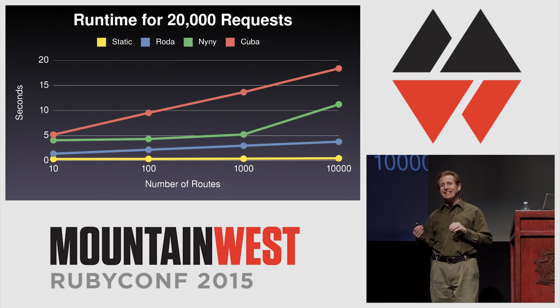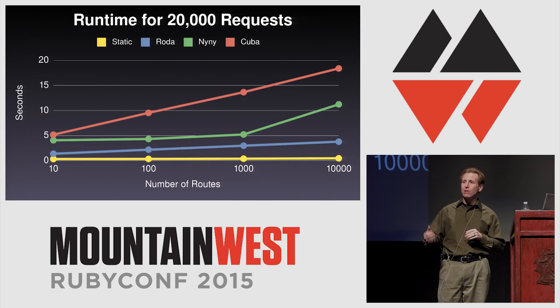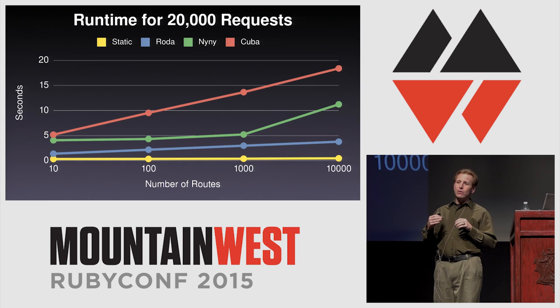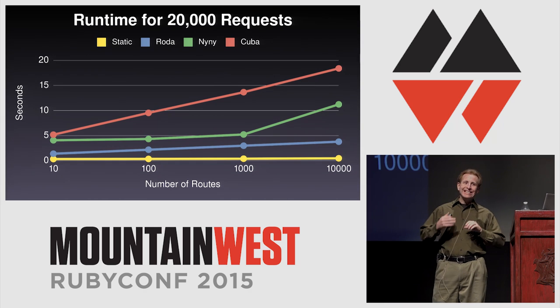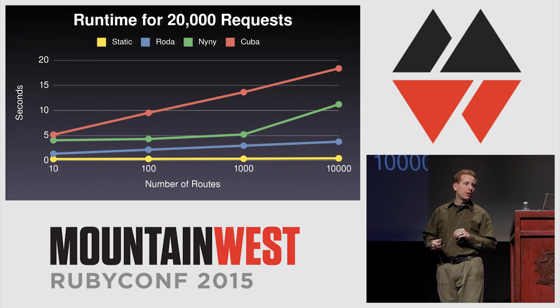Near the bottom is the static route implementation, which is basically the fastest routing you can get. But again, I don't think anyone would really consider a static routing framework these days. Next fastest is Rota, followed by NYNY, and then Cuba. And from this graph, you can see that a routing tree approach is not necessarily the fastest. Performance is also highly dependent on the specific implementation.